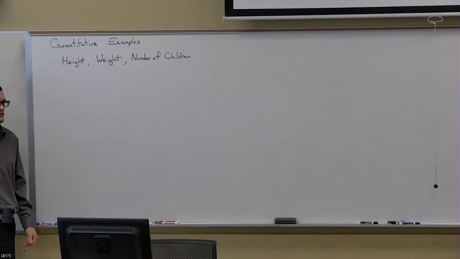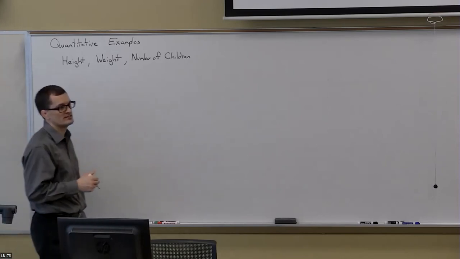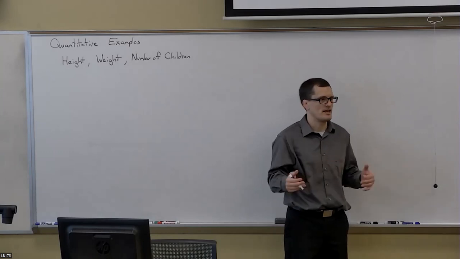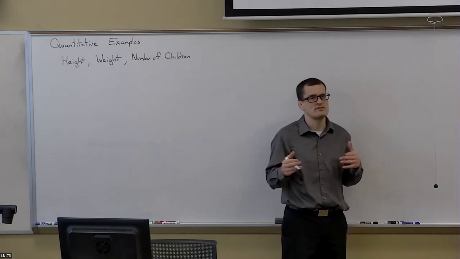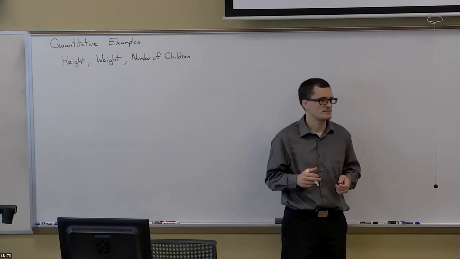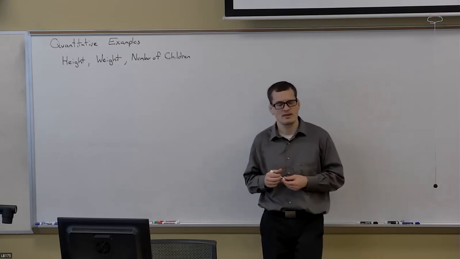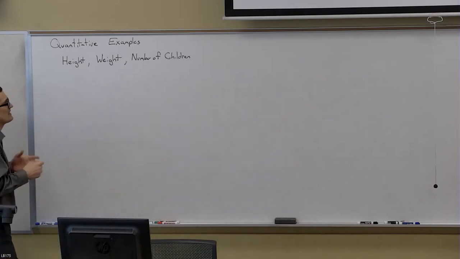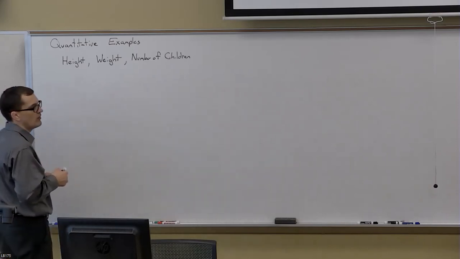So my mom has 3 children, right? That gets a numerical value. And ordering makes sense. It makes sense to say, I have 1 more child than my mom had. Or it makes sense to say I have 2 more children than my brother has. Or something like that. So things like number of children also are quantitative.